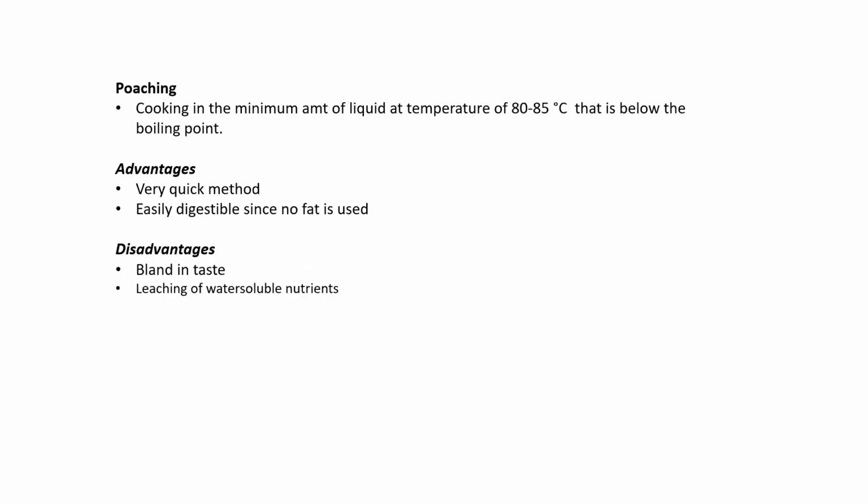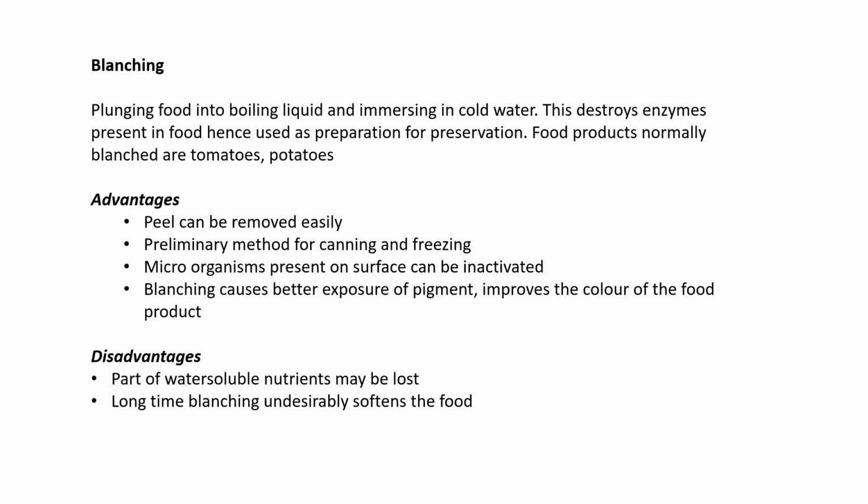Next is poaching. Poaching is cooking in a minimum amount of liquid at a temperature of 80 to 85 degrees Celsius, that is below the boiling point. Normally, we poach eggs and certain other foods. The advantages of poaching include that it is a very quick method, and it is easily digestible because fat is not used. The disadvantages are that it is bland in taste, and water soluble nutrients will be leached.